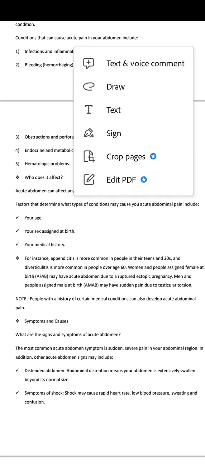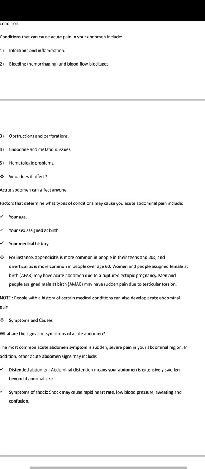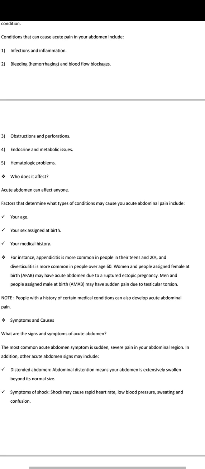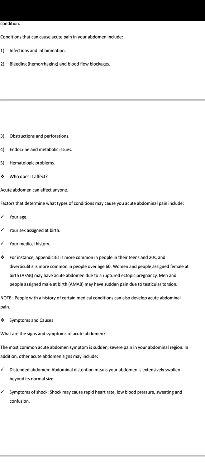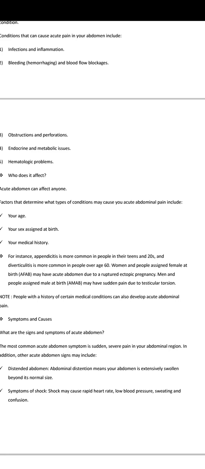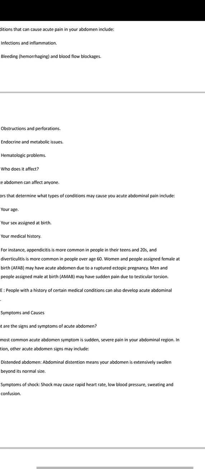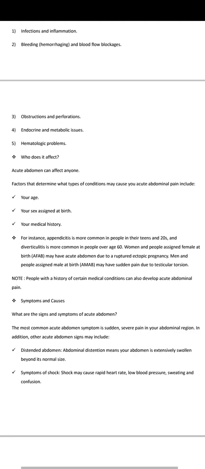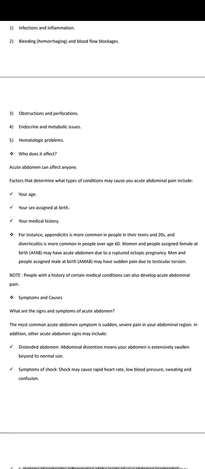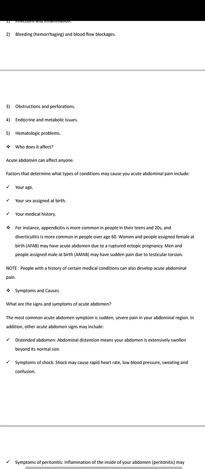For instance, appendicitis is more common in people in their teenagers and 20s. So just like I said, age. Then there is also another condition which we call diverticulitis. Appendicitis is common in teenagers and people in their 20s, then diverticulitis is more common in people who are over 60 years. Women and people assigned female at birth may have acute abdomen due to a ruptured ectopic pregnancy.